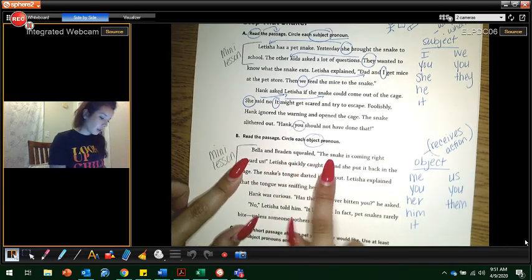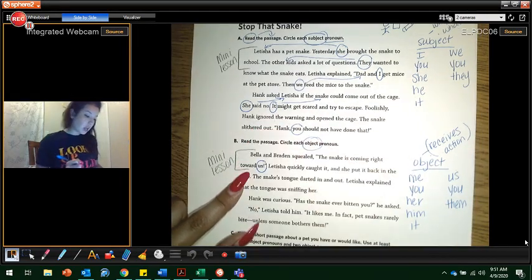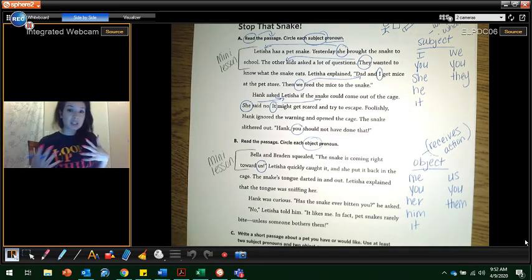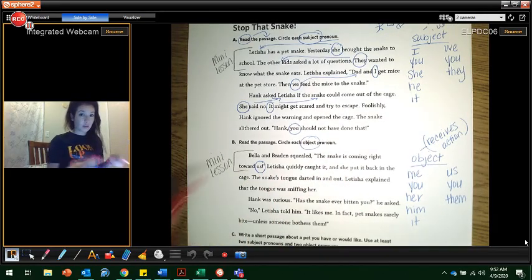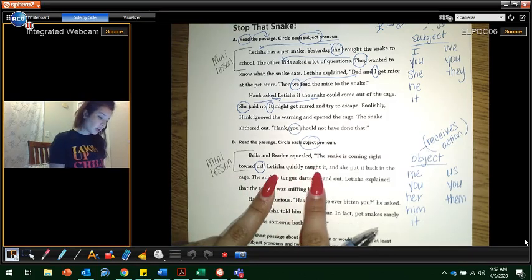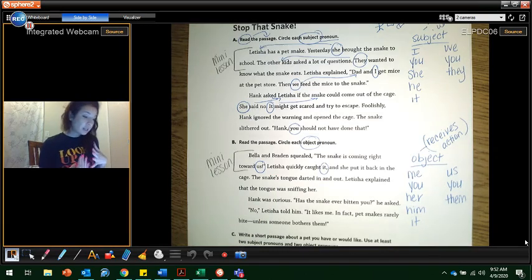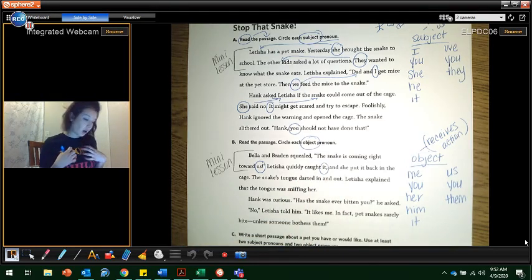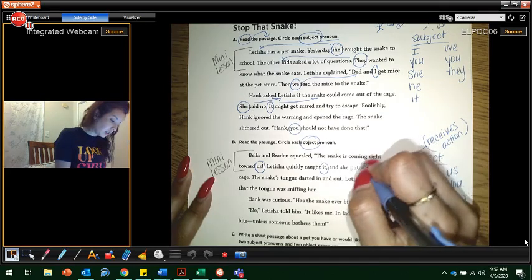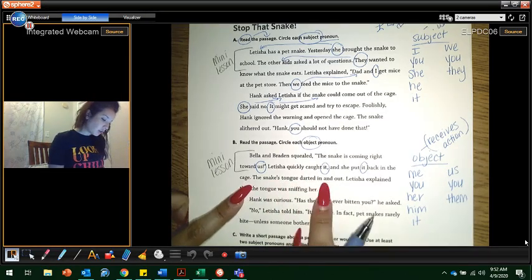Bella and Brayden squealed. The snake is coming right toward us. So here's one of my object pronouns. And the reason is they are receiving the action of the snake coming toward them. So the snake is the subject. They are the object. They are receiving the action. Letitia quickly caught it. It, which is representing the snake still, but here it's an object because somebody's going to catch it, right? It is receiving an action of being caught. And she put it, again, it's the one being put somewhere, so it is receiving an action. Back in the cage.